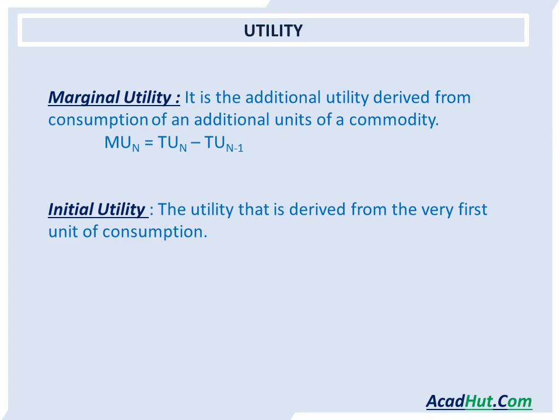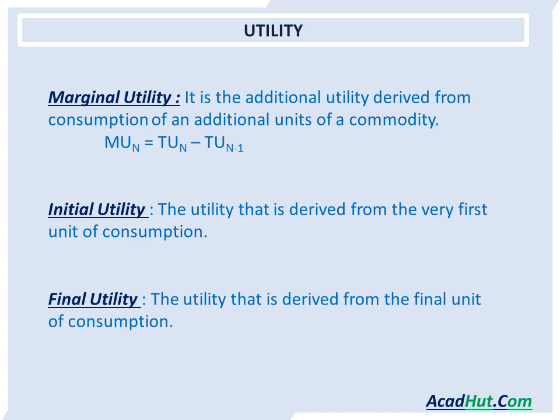The next term is initial utility, the utility that is derived from the very first unit of consumption. If I am having the first glass of water, then the utils derived from the first glass is known as initial utility. Next is final utility. It's just the opposite of initial utility. Final utility is the utility that is derived from the final unit of consumption.